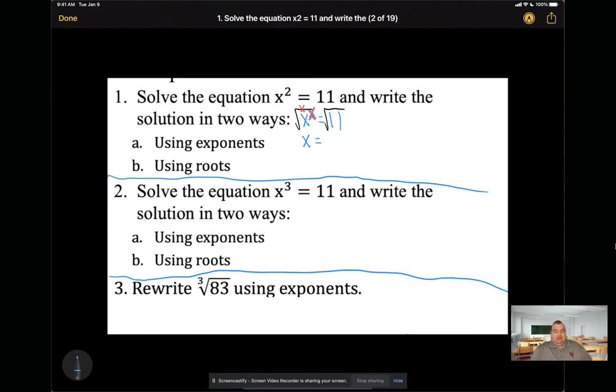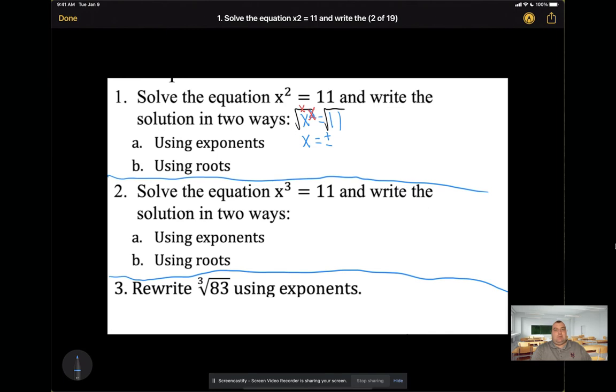On the other side, I have to take the square root of 11. Now remember, when I take the square root of a number, that could be either positive or negative. So I know I have to do plus and minus. Now in this case, is the square root of 11 a perfect square? The answer is no. I know that 9 is a perfect square because the square root of 9 is 3. And I know that 16 is a perfect square because the square root of 16 is 4, but the square root of 11 is not.